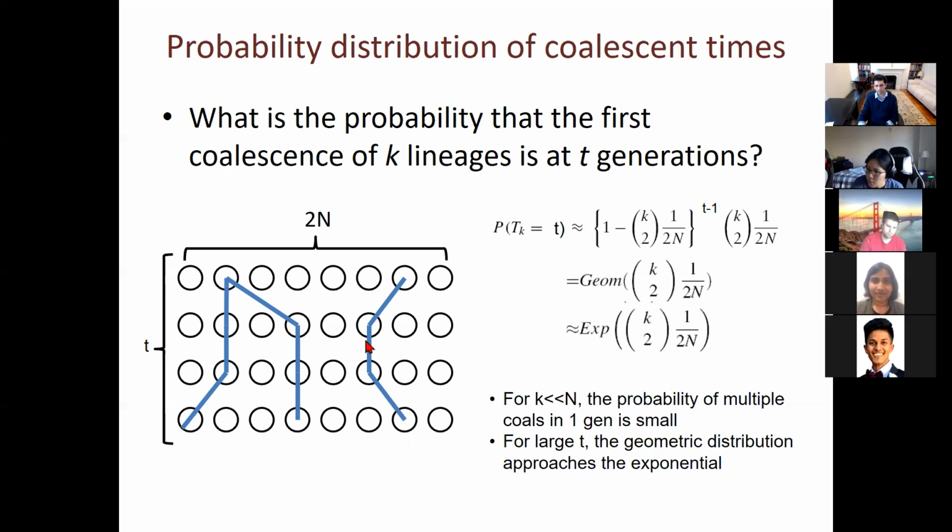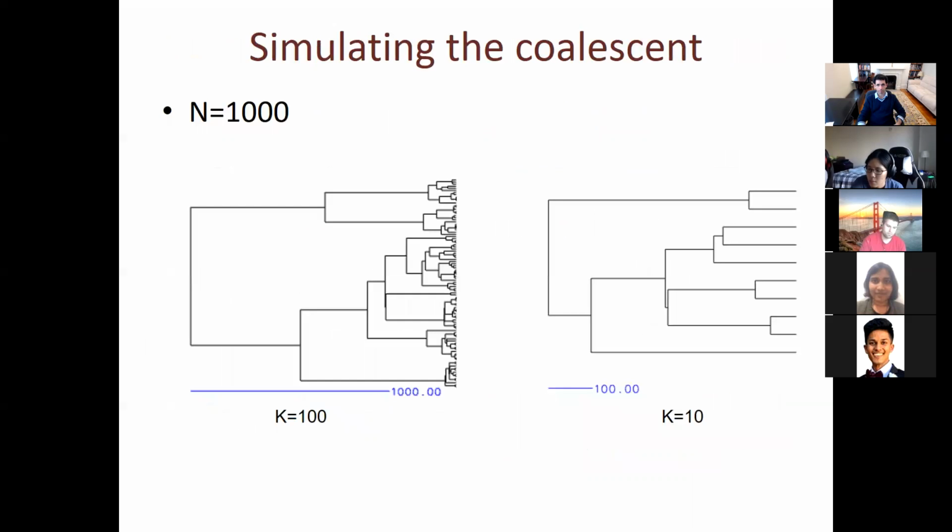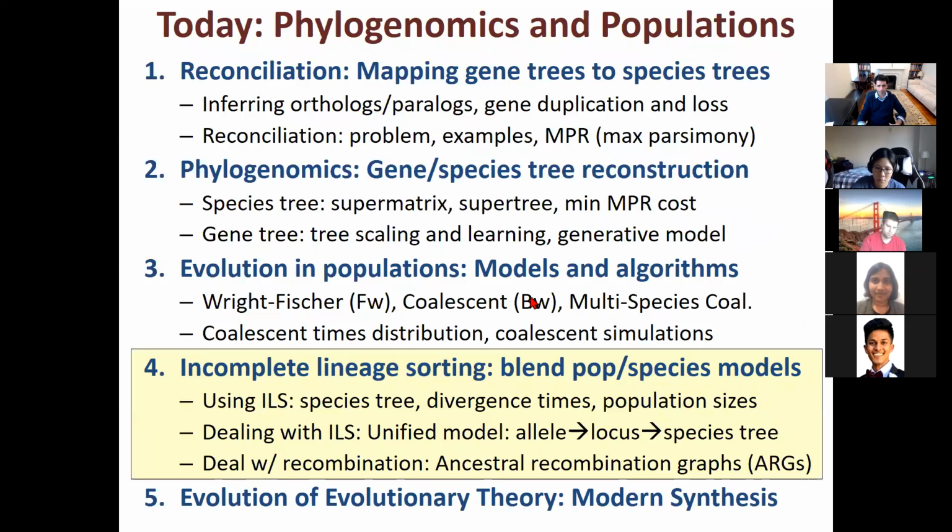And you can think of it as a memoryless process moving back in time, at every generation basically having the same probability of coalescing. So we can simulate this coalescent process by asking, well, if there are 100 lineages or 10 lineages, what are the distributions of coalescence events? And you can project that down to see at what rate these coalescence events are happening earlier or later for different numbers of lineages.